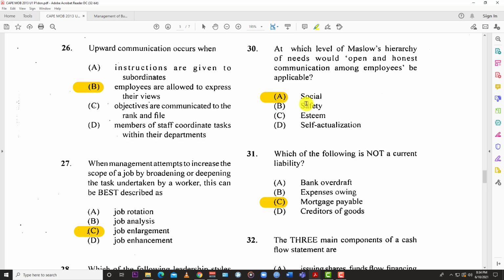It has to be social because you want to be able to be open and honest and talk among employees. So that's a social aspect right there. All right, good. Now, the safety is normally workspace, you feel mentally safe, you feel physically safe. Esteem, as I said before, is being recognized, appreciated. Self-actualization, being fulfilled. So it's social for this one.